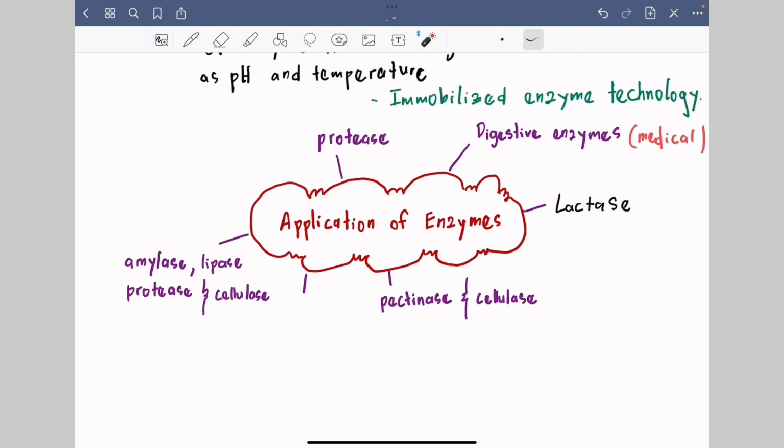And then we have one last application, which is trypsin, that can be found inside our small intestine in the ileum, and it must be in an alkali medium.